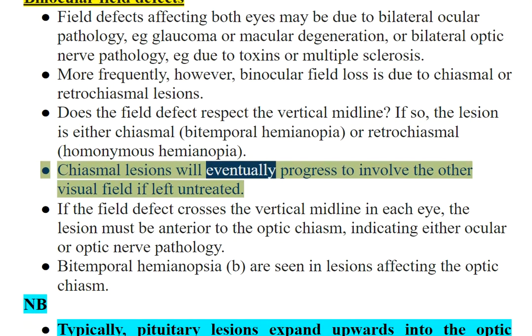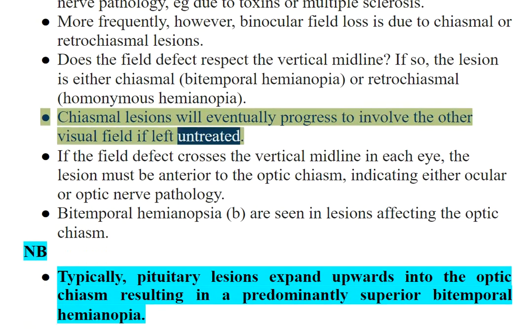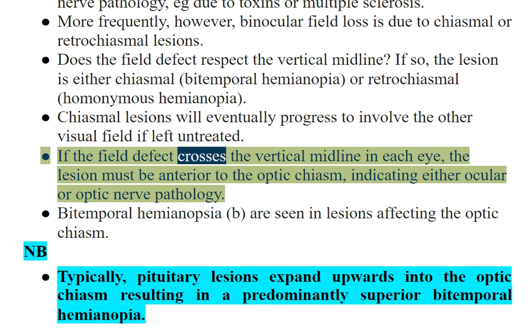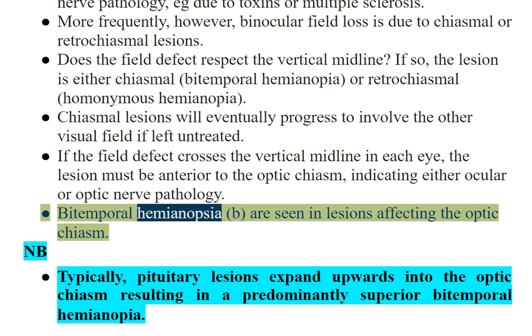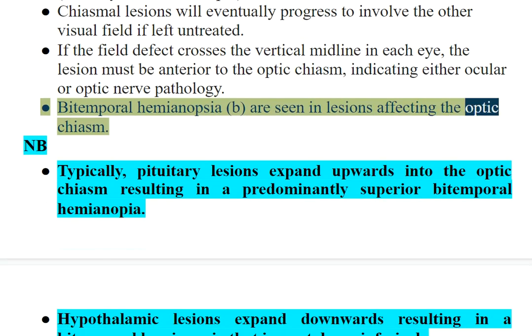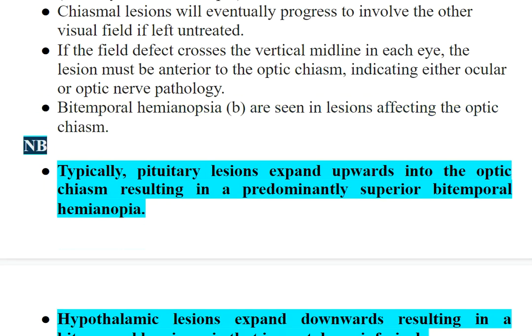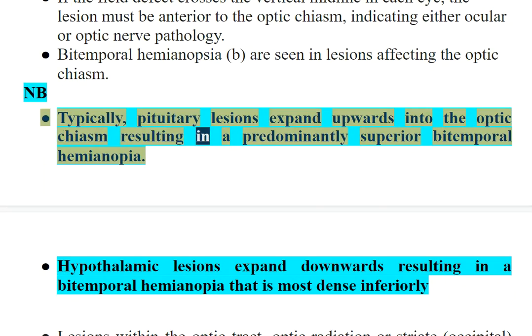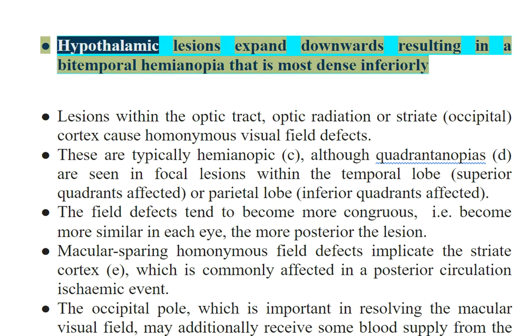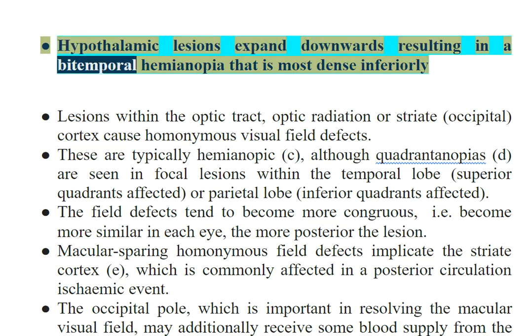Chiasmal lesions will eventually progress to involve the other visual field if left untreated. If the field defect crosses the vertical midline in each eye, the lesion must be anterior to the optic chiasm, indicating either ocular or optic nerve pathology. Bitemporal hemianopsia, B, are seen in lesions affecting the optic chiasm. NB. Typically, pituitary lesions expand upwards into the optic chiasm resulting in a predominantly superior bitemporal hemianopia. Hypothalamic lesions expand downwards resulting in a bitemporal hemianopia that is most dense inferiorly.